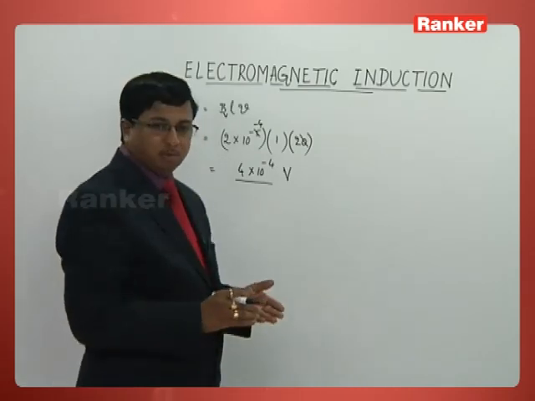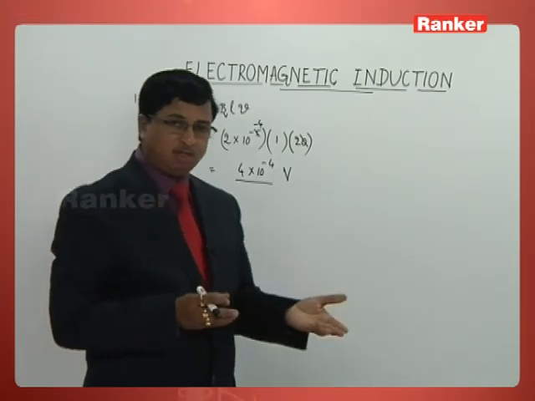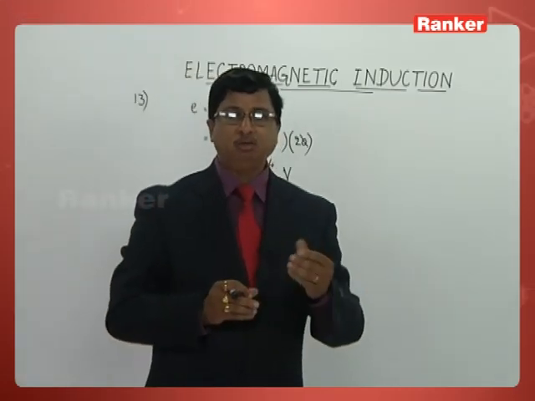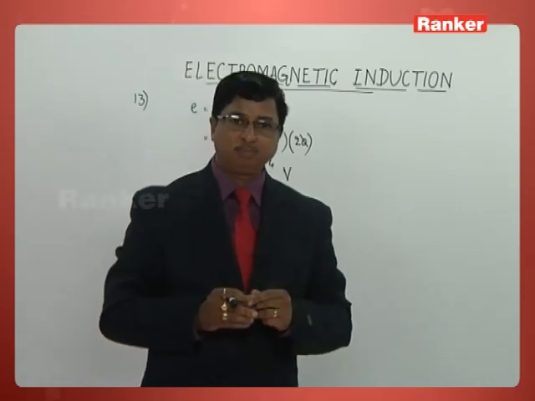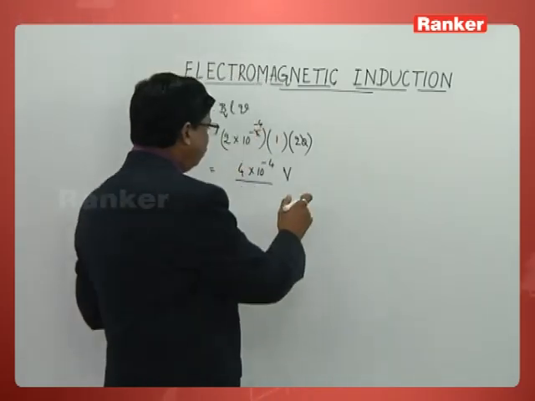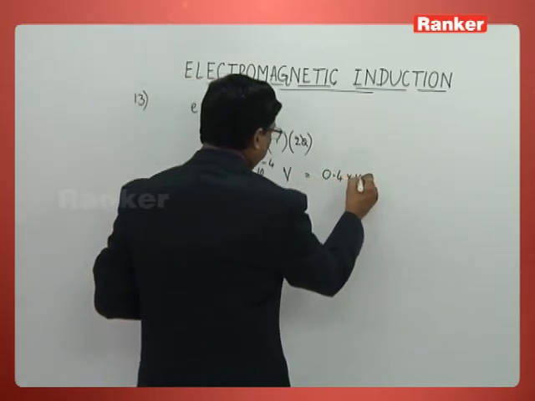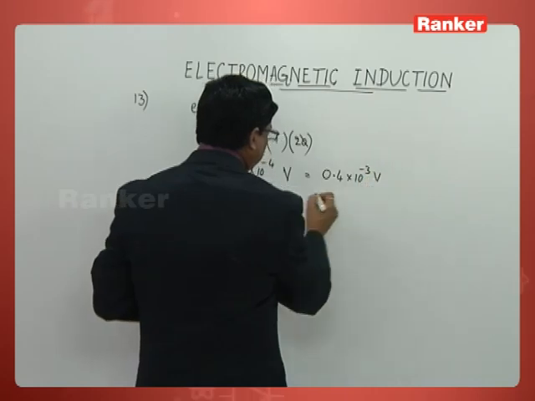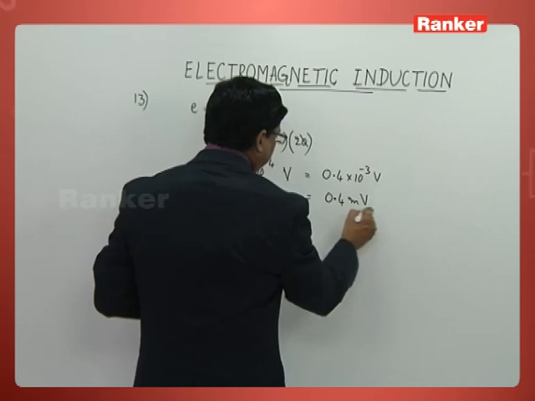But he is talking about the reading of the millivoltmeter. As I have already briefed you in the beginning, a millivoltmeter after all gives the values in millivolts, that's all. So what is its reading, the question? You can directly write 0.4 × 10^-3 volt, which can be rewritten as 0.4 millivolt.